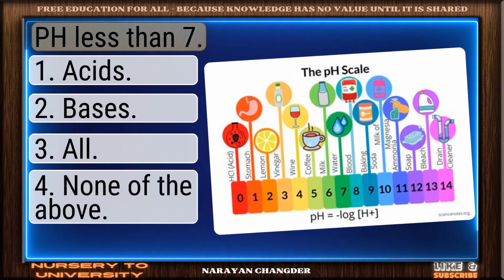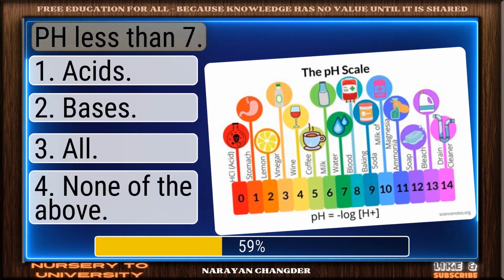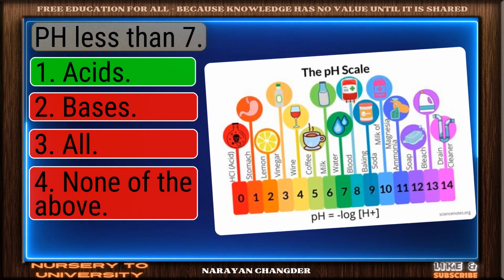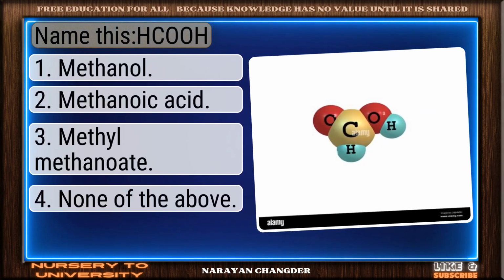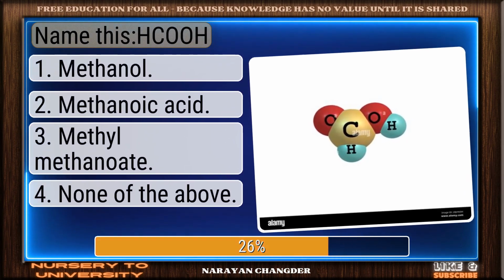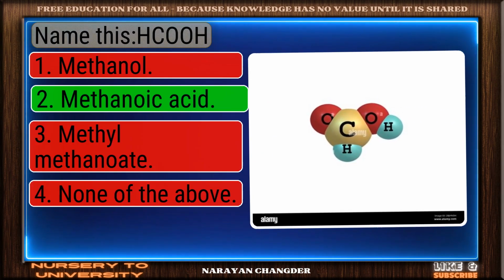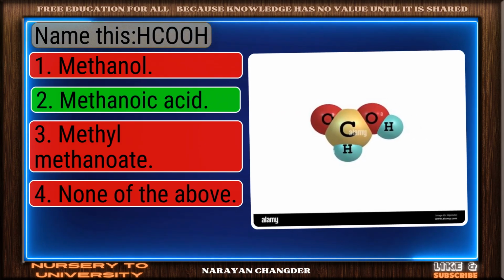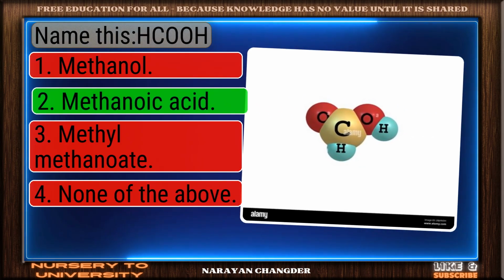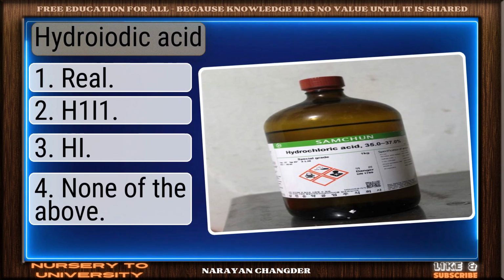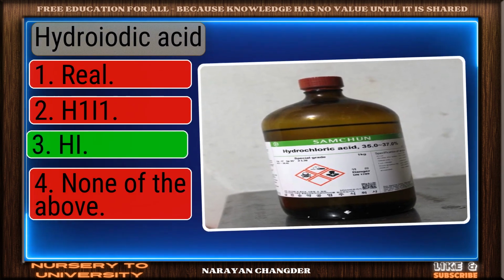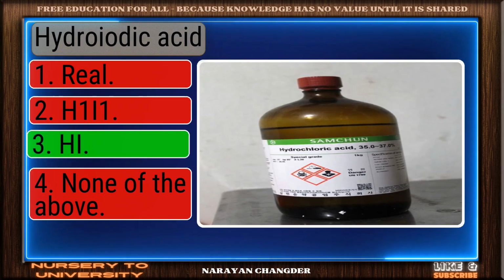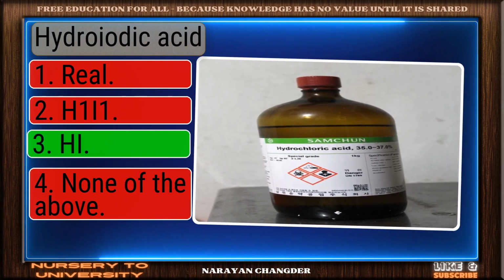Question number 278. Feel less than. Good thinking. Acids is the right answer. Question number 279. Name this. HCOOH. Good job. Your answer, methanoic acid, works well here. Question number 280, hydriodic acid. Nice selection. HI is the correct and valid answer.